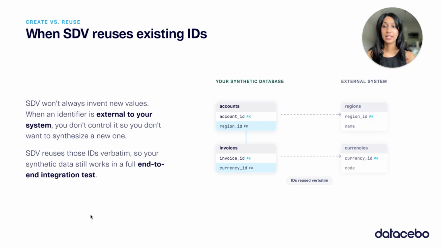Now, in some cases, there's no need to generate brand new synthetic values at all. You want the synthetic data to reuse the IDs that are present in the real data. This is helpful when these identifiers are external to your system or application. You don't control them, so you probably don't want to synthesize brand new ones. SDV Enterprise actually understands when this is the case by looking at your data. By reusing the same ID values, SDV Enterprise makes sure that your synthetic data won't break anything when you're testing your application, for example, with an end-to-end integration test, an integration with another external system.